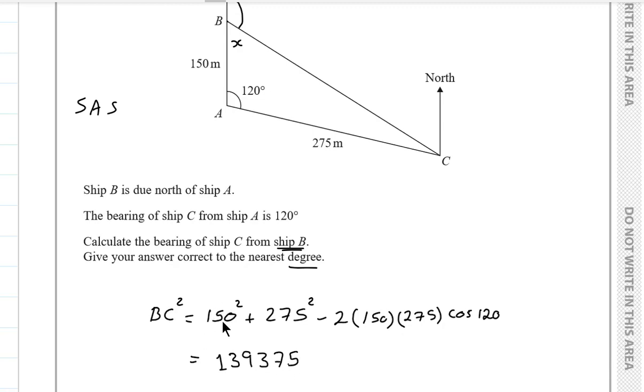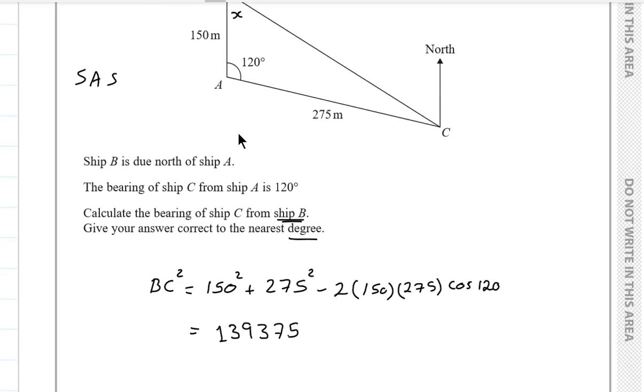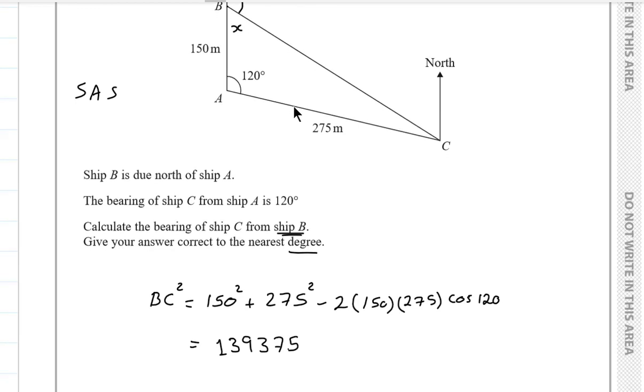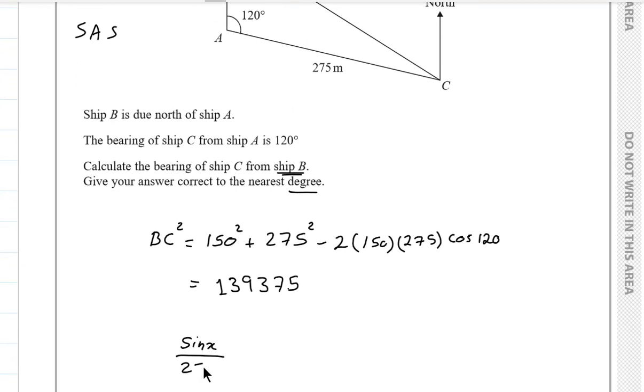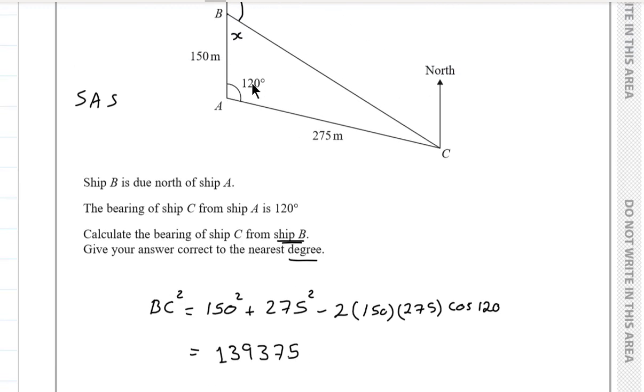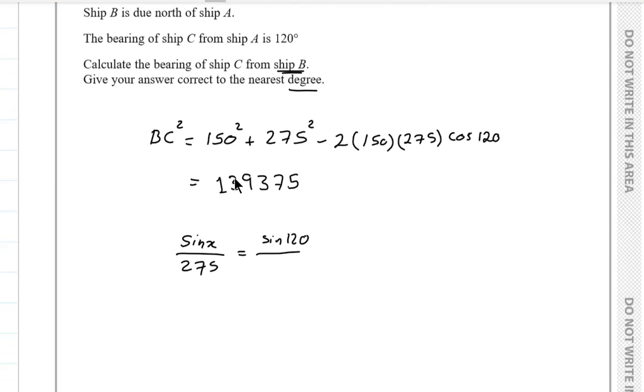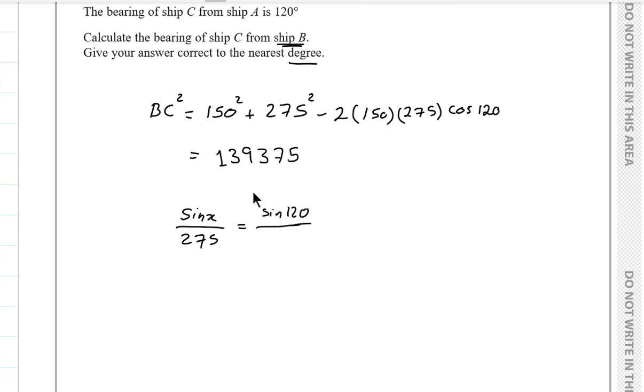Now we can apply sine rule. We can say sine x. I prefer to start with my unknown. Sine x over the length of the opposite side, which is 275, is equal to sine 120 divided by the length of this side, which is the square root of this number. I will write here BC, and in my calculator I will put root this number.